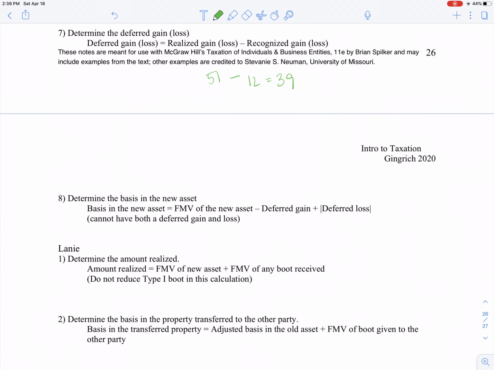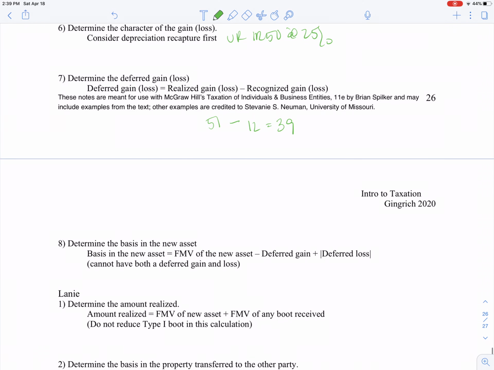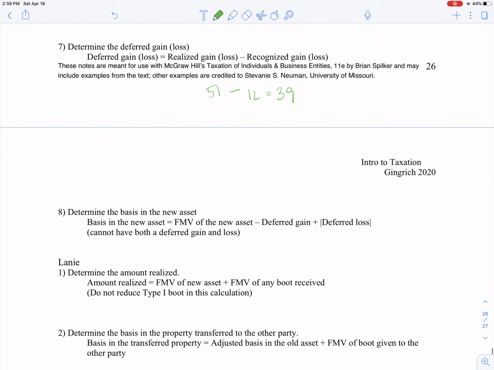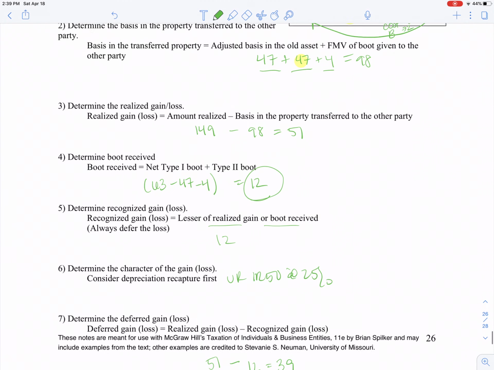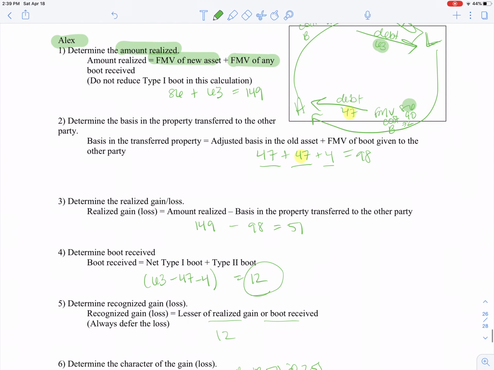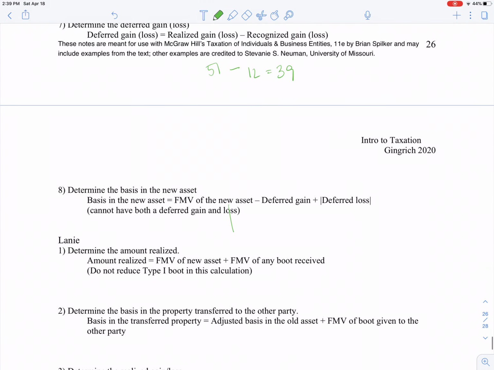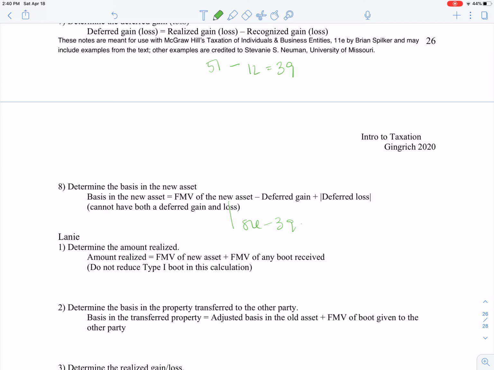All right, and then the basis in the new asset. If we look at what Alex's fair market value in the new asset is, it's 86 minus the deferred gain of 39. So the new basis is 47.